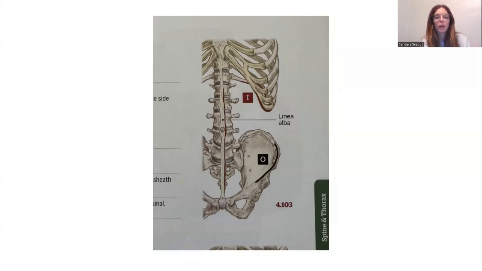Here we have the insertions, which are going to be in the red. The insertions are going to be on the internal surface of the lower three ribs, as well as the rectus sheath to the linea alba. The linea alba is just going to be this red line that you see here, and then the lower three ribs internally are also where it shows the redness here. So that's where the muscle is going to insert.